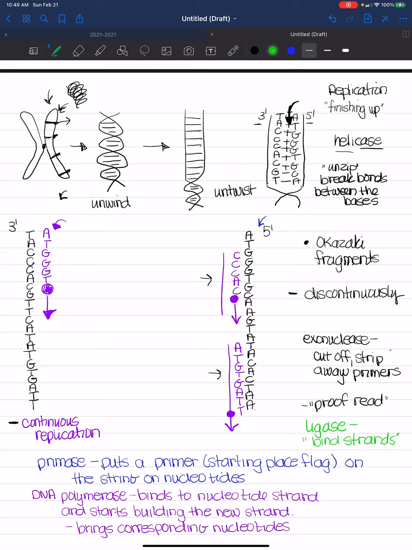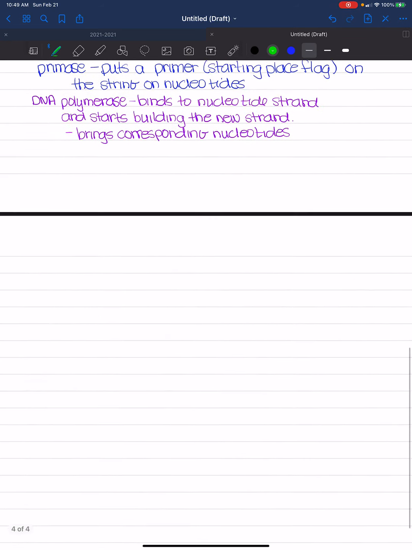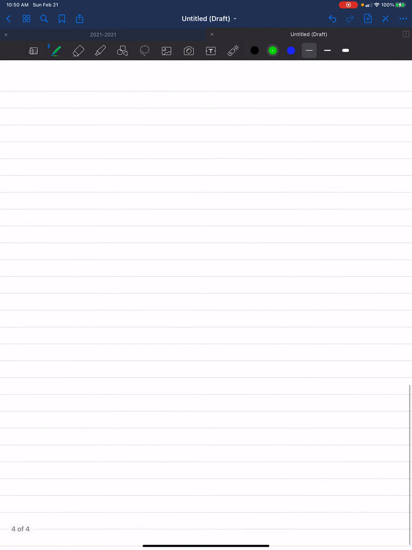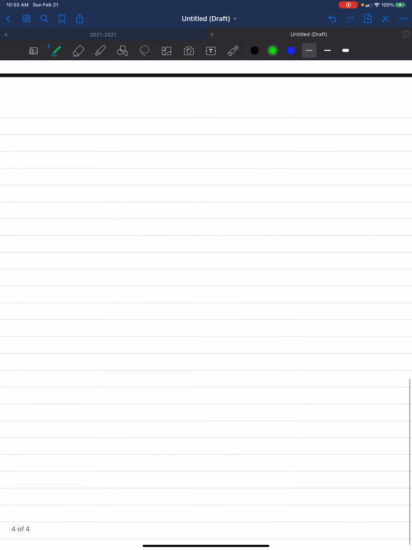So it's going to go and it's going to sew up all the Okazaki fragments and make sure they're all together. It's going to make sure that the 3' strand gets replicated correctly. And so ligase is going to connect all the Okazaki fragments, and make sure that the nucleotides are all sealed up and put together. So what we end up with is 2 new strands of DNA.